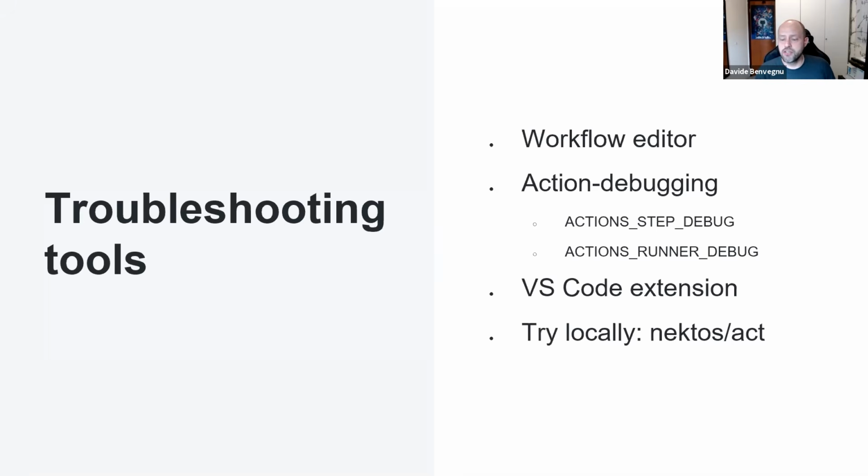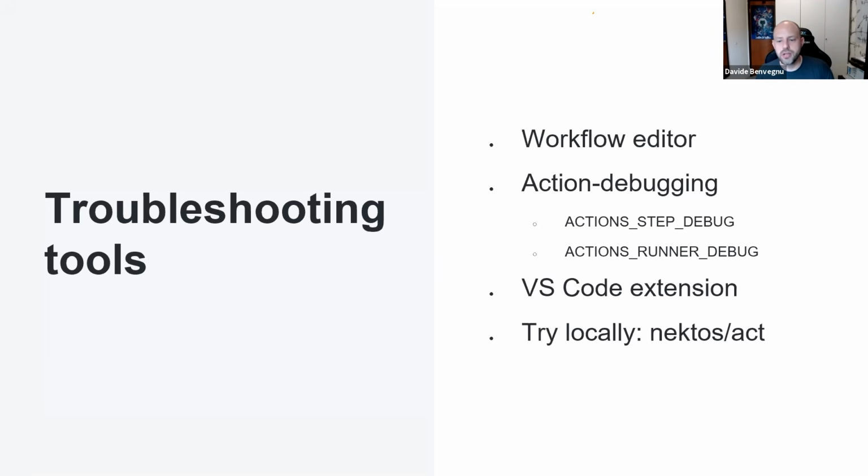So another way, of course, after looking at the log and maybe there's nothing in the log that makes clear what went wrong, is using the action debugging. We have two things we can use. And both of those require you to set some secrets and set them to true. In some other CI platforms, you can do that with environment variables. In GitHub Actions, you do that using secrets. So you can basically have a debug for the steps or for the runners themselves.